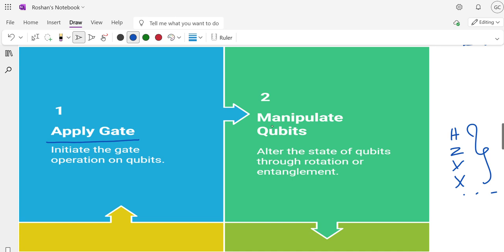Then we'll manipulate the qubits. That means once you apply any gate, what happens? The state of the qubit will be different. It will get manipulated. That means it will alter the state of a qubit through rotation and entanglement.